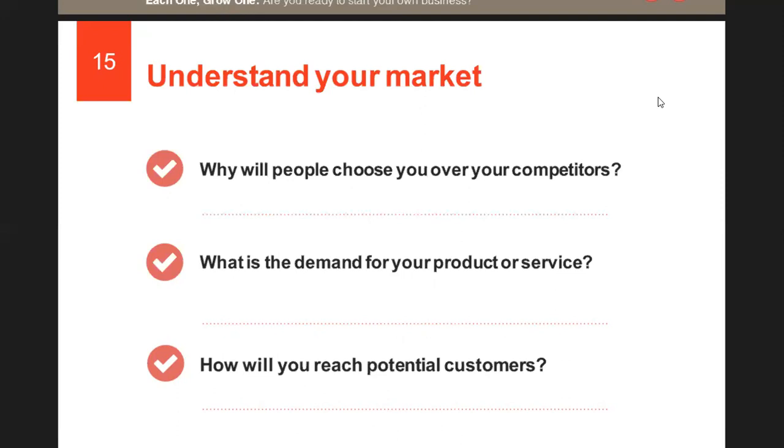When your product or your good is popular with the public, people who run a business like you will try to compete with you. So how should you compete with them, and how can you compete with them? And you also need to know the demand for your product and service. You have to study the demand of the customer for your product and service. You cannot produce more products or services or goods than the demand. And number three, how will you reach potential customers?